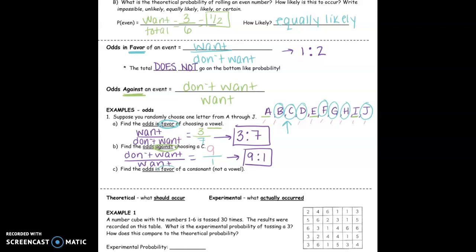Last one here is odds in favor again of a consonant, not a vowel. So it's what we want over what we don't want. And the nice thing here is we actually already did the math for this up above. What's the odds in favor of getting a consonant? We know that there are 7 consonants over the 3 vowels that there are. So that would be 7 to 3. And if you notice, it's just the exact opposite of the odds in favor of choosing a vowel.